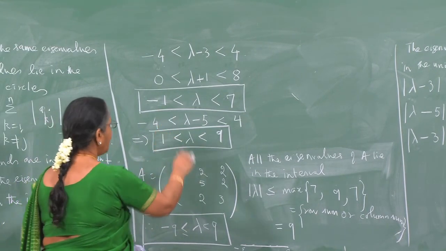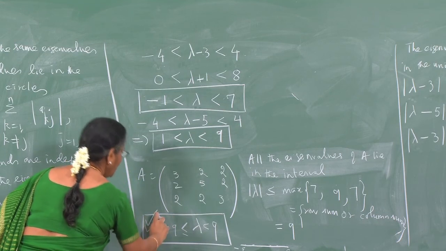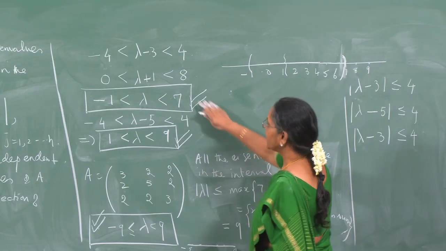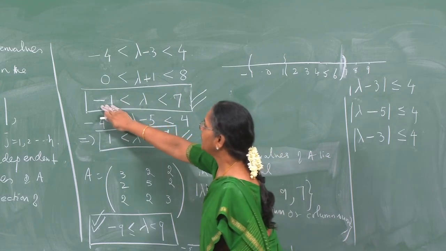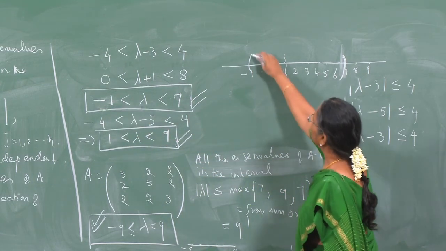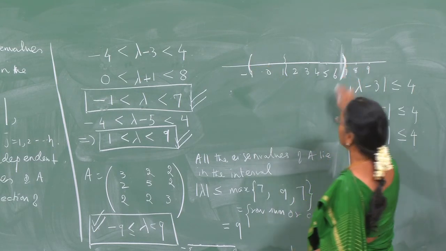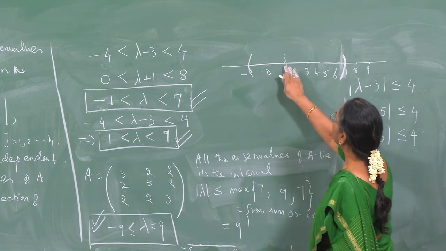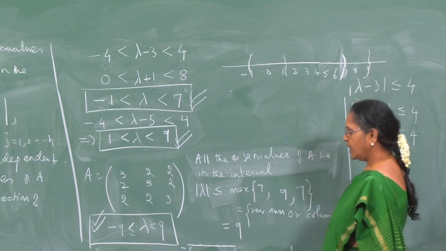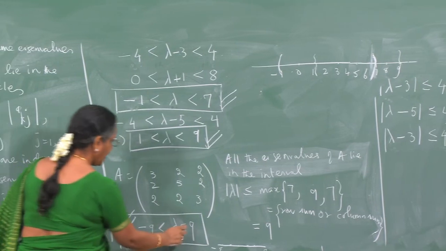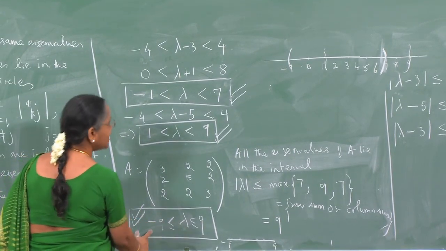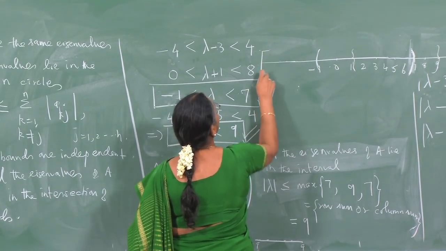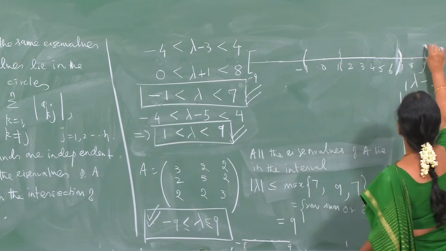Therefore, we make use of the results obtained using Gershgorin's theorem and using Brauer's theorem. The first inequality says the eigenvalues lie in the interval minus 1 to 7. The second inequality says it lies between 1 and 9. And the result from Gershgorin's theorem tells us that lambda lies between minus 9 and 9.